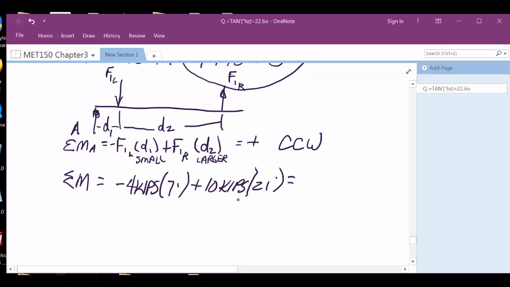You punch all those in, and you end up with 182 kip-feet. It comes out a positive value, so it must be making this thing spin counterclockwise. That's what that problem's telling you. Okay?